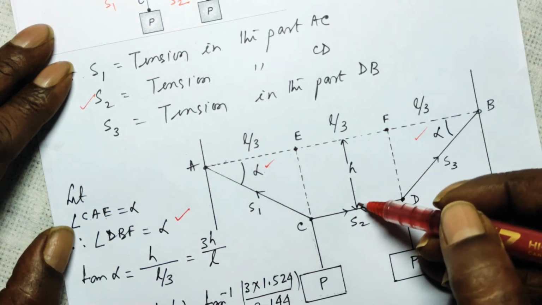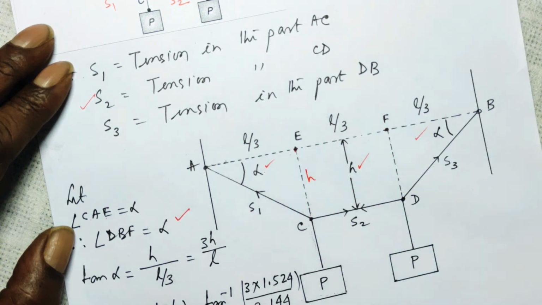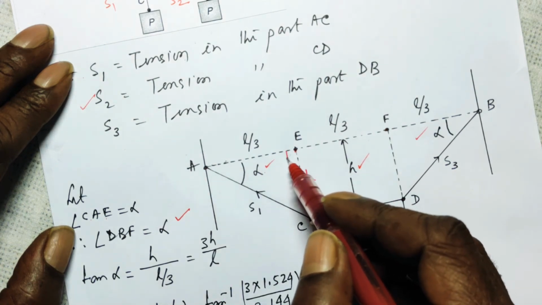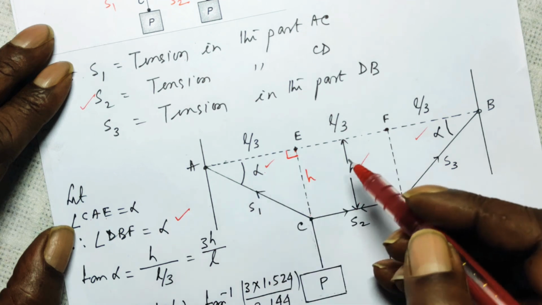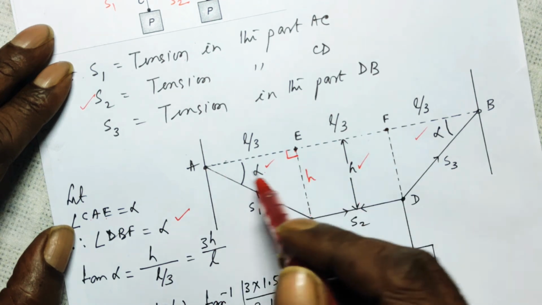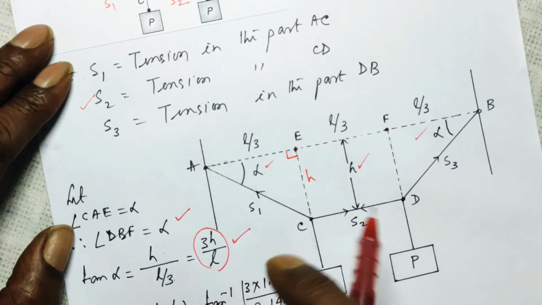So from here to here is H. The value of H is given. Therefore, from E to C is also H. Now, if you apply tan alpha to this triangle, which is right angled here, tan of alpha is perpendicular over base, that is H over L by 3. So your tan alpha is H over L by 3. 3 comes to the numerator. This becomes 3H over L.